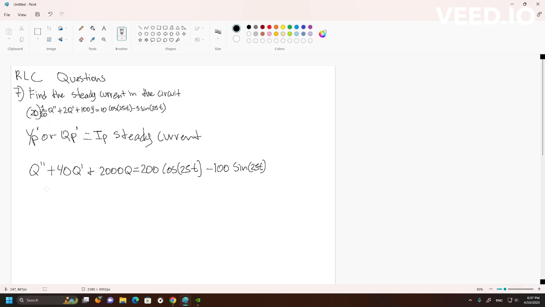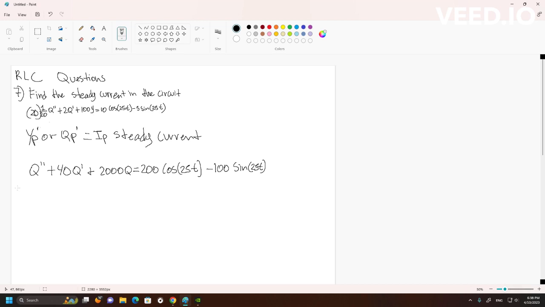Now we have to set up the undetermined coefficients in order to find the yp of this equation, or qp of this equation, and it will be the following.